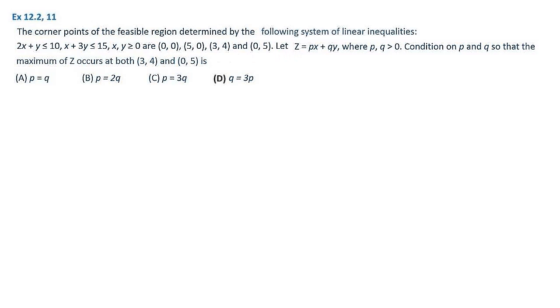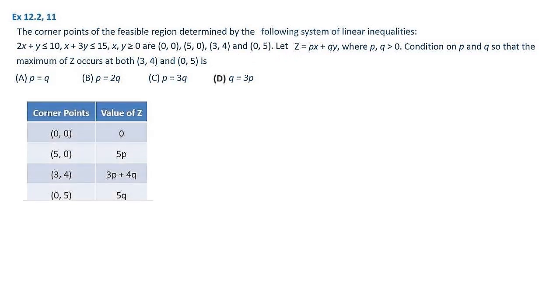Just let's write down these corner points and z. The corner points given to us are (0, 0), (5, 0), (3, 4), (0, 5), and the values of z we have to calculate. It is not given to us. So the equation is z is equal to px plus qy. Putting x is 0, y is 0, z is equal to 0. Then x is 5, y is 0: the second term is gone, and we get 5 into p, because x is 5. So 5p is written.